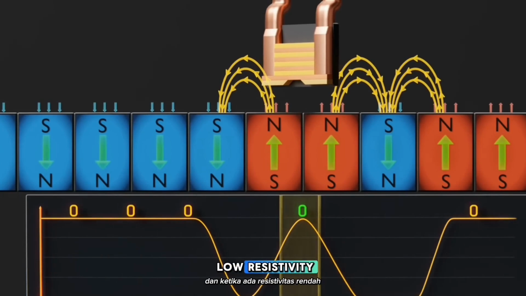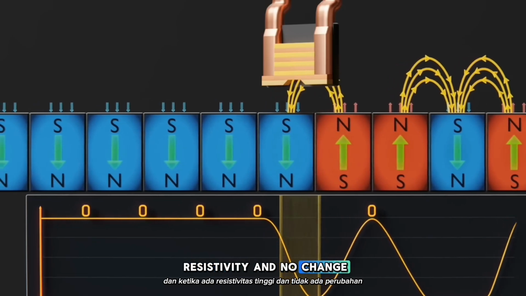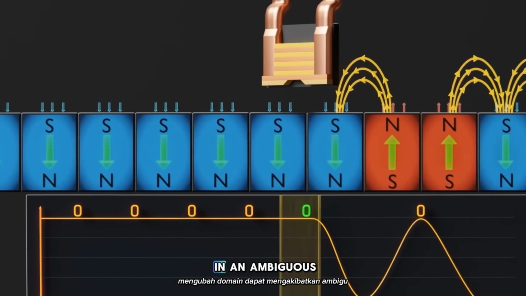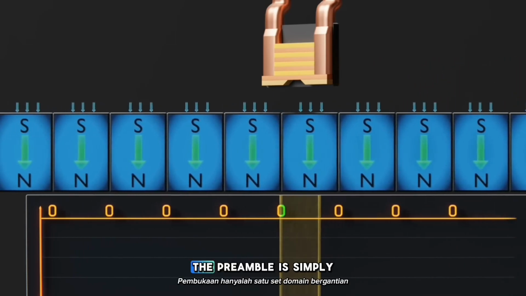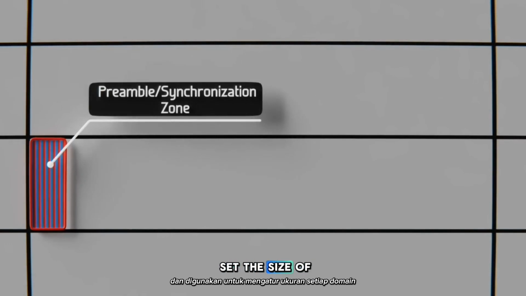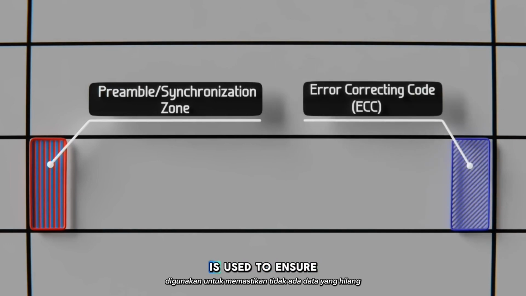And when there is a low resistivity, that means there are strong magnetic fields below the red hat resulting from a change in domain orientation, and it's a 1. And when there is high resistivity and no change, it's a 0. However, this poses the problem of how a string of dozens of non-changing domains can result in an ambiguous number of zeros. To fix this, in each sector, the preamble is simply a set of alternating domains and is used to set the size of each domain. And then the error correcting code at the back of the sector is used to ensure no data is lost.